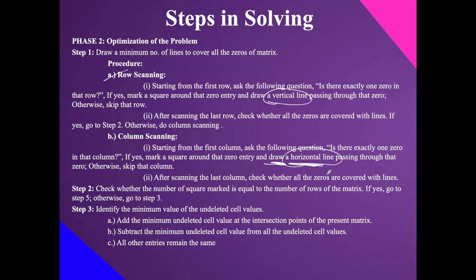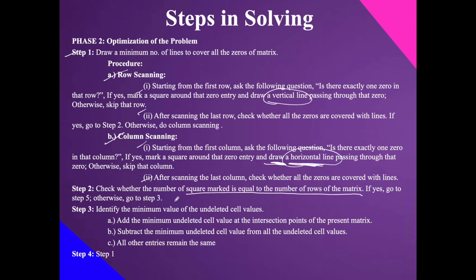Balikan natin yung step. Column scanning, okay na to. Na-check natin yung A and B, meaning okay na tayo sa step 1. So, step 2 na tayo. Ay, sorry, sabi niya dito pala, after scanning the last column, check whether all the zeros are covered with the lines. Na-cover naman yung 3 0 kanina. So, okay na ito. Ready na tayo for step 2. For step 2, check whether the number of square marks is equal to the number of rows of the matrix. If equal sila, go to step 5. Otherwise, go to step 3.